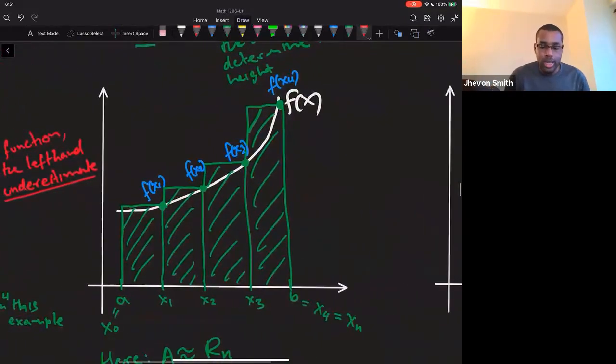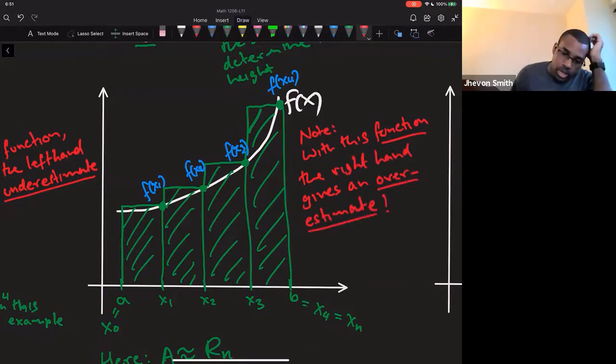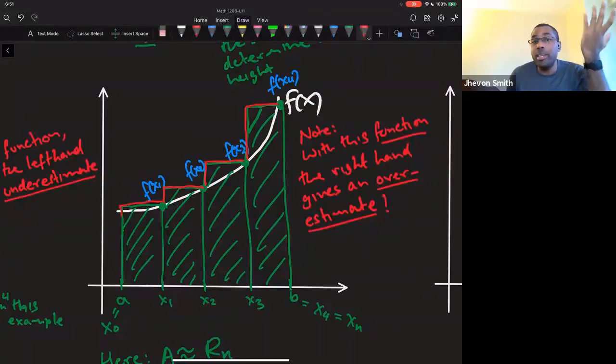Here you can see that with this function, the right hand gives an overestimate. Right? And that can be clearly seen because the rectangles are actually above the curve, which means whatever the area is under the white line, it's actually going to be less than what's covered by these rectangles, right?